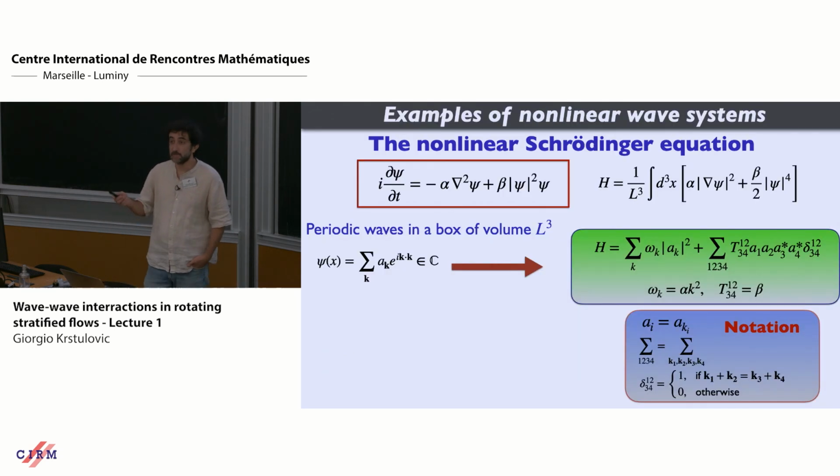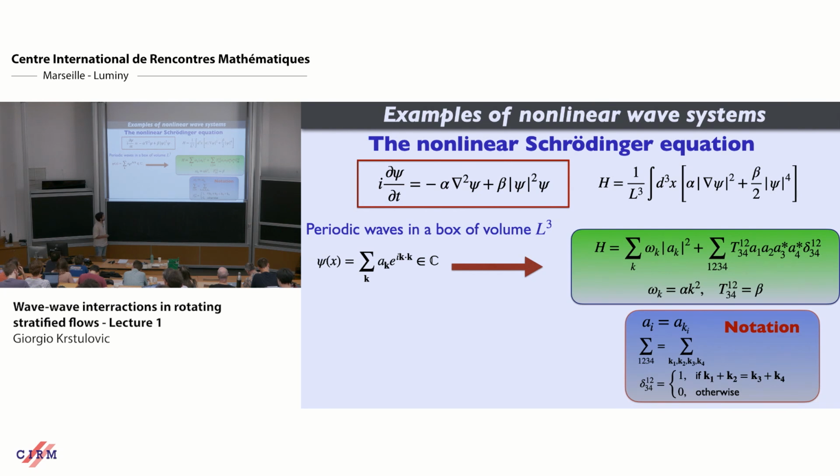So the first example, probably the favorite of the collaboration, is the nonlinear Schrödinger equation, which most of you might know. It's a dispersive equation, which has a dispersion relation like k squared. Typically we consider cubic nonlinearity. We will always consider a box of size L for the time being, with periodic boundary conditions. So everything I will say is with periodic boundary conditions in the size L.